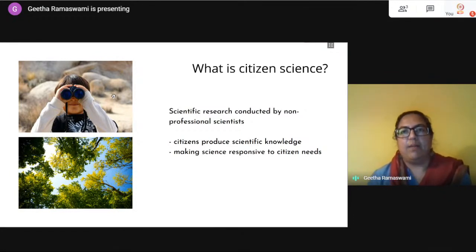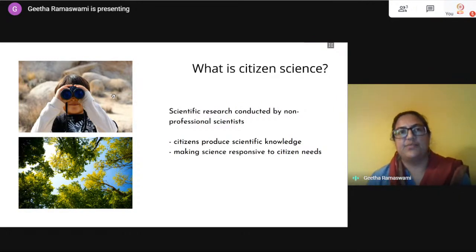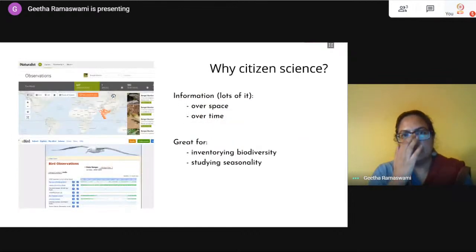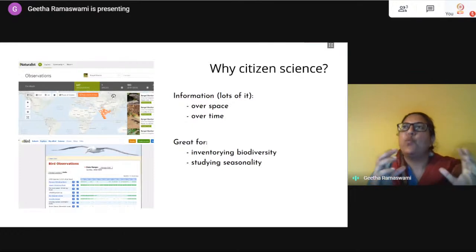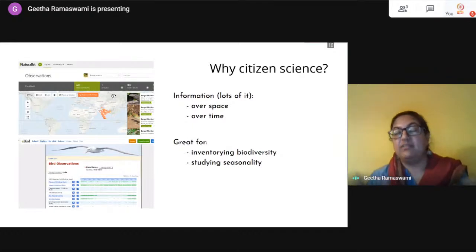The other great thing about something like citizen science is that it is responsive to citizen needs, which means that people can actually think of a need that they have, a scientific problem that they have, and to address it, they can collect information on their own. So this is making science a little bit more open, a little bit more accessible to citizens at large. But why would we require something like citizen science, and why is it useful for studying questions like phenology at the scale of the country?